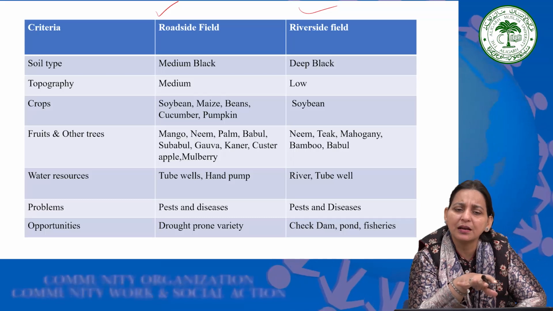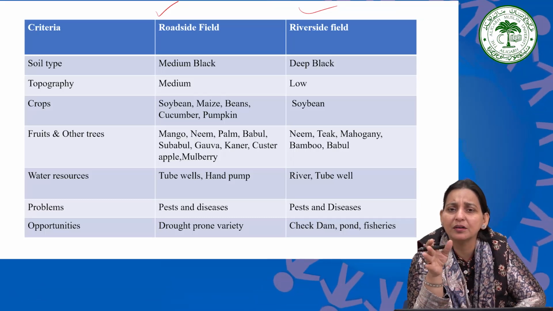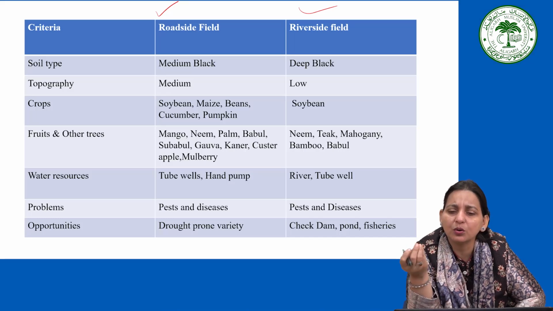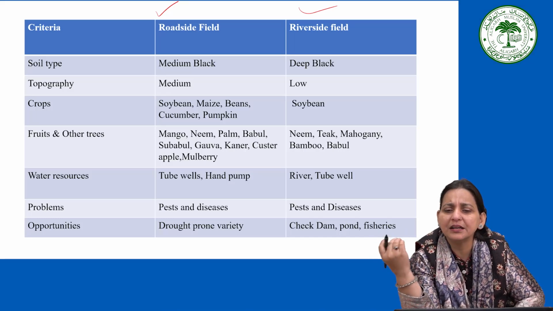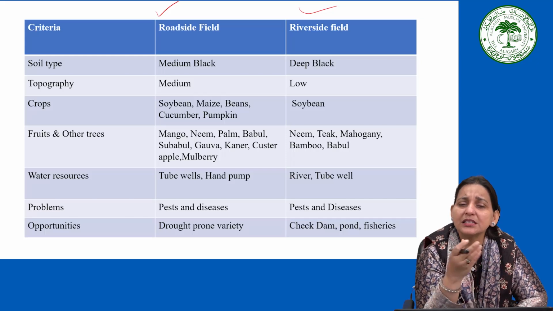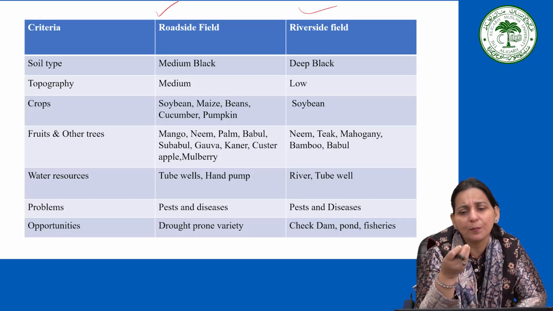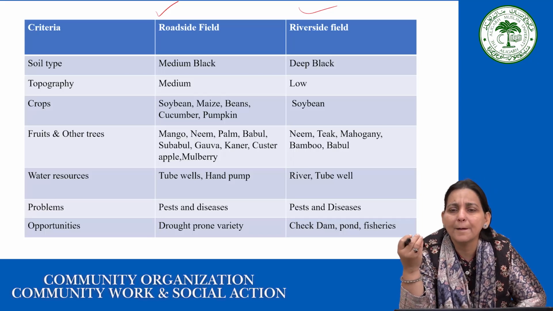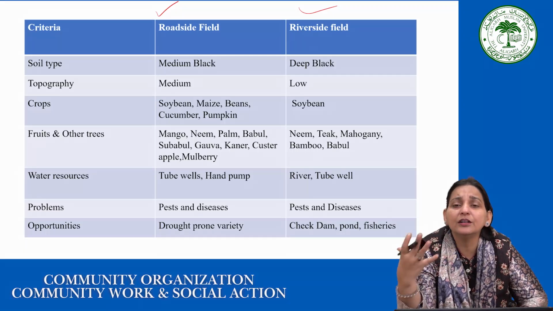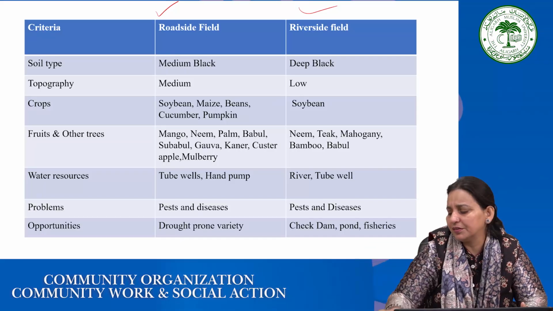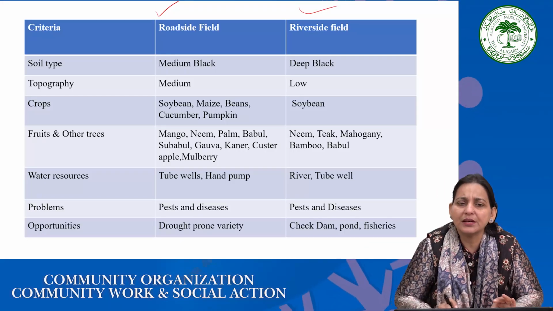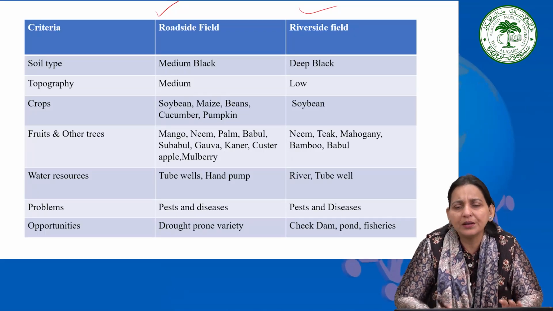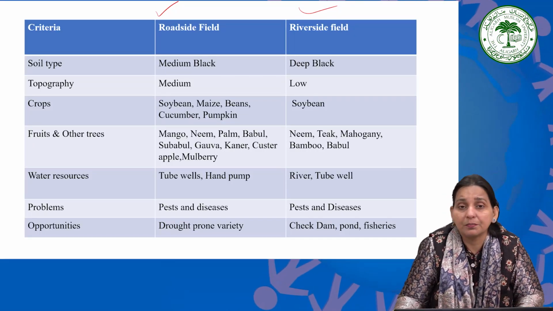The opportunity identified in the roadside field was that drought-prone variety cultivation was more common. In the roadside fields this kind of cultivation could be possible, and in the riverside fields check dams, ponds and fisheries could be introduced. So this is all about today's presentation, where we have discussed a few very important tools of the PRA PLA techniques.